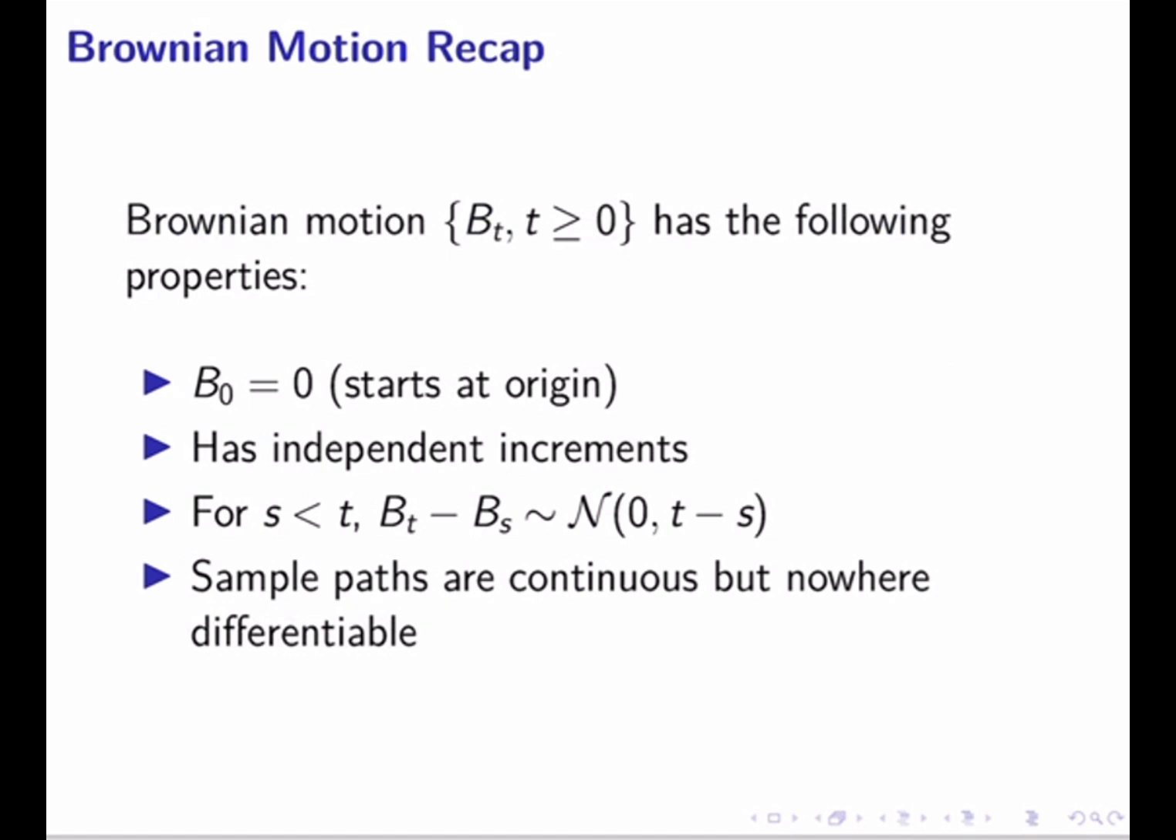Before diving into the quadratic variation, let's recall the key properties of Brownian motion. It starts at zero, has independent increments that follow a normal distribution, and its paths are continuous but nowhere differentiable. These properties will be essential for understanding why Brownian motion has such unique quadratic variation properties.